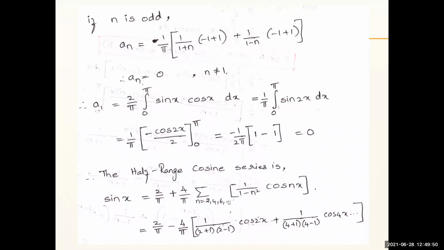That's how you get the Fourier series, I mean, the half range cosine series. I've just substituted the values of a naught and an. An exists only in the case of even values of n. That's how we get the Fourier cosine series like this, right? So for this particular function sin x, we can find the Fourier cosine series like this. Okay.